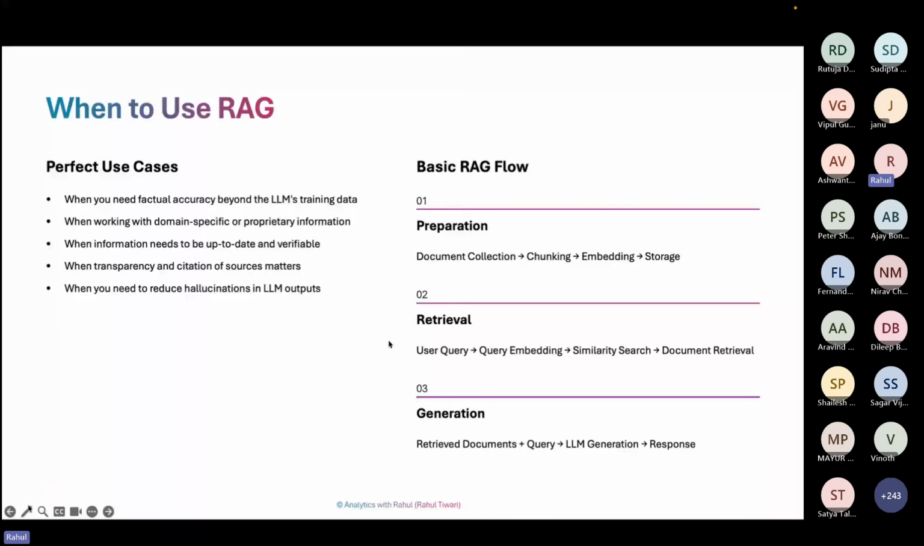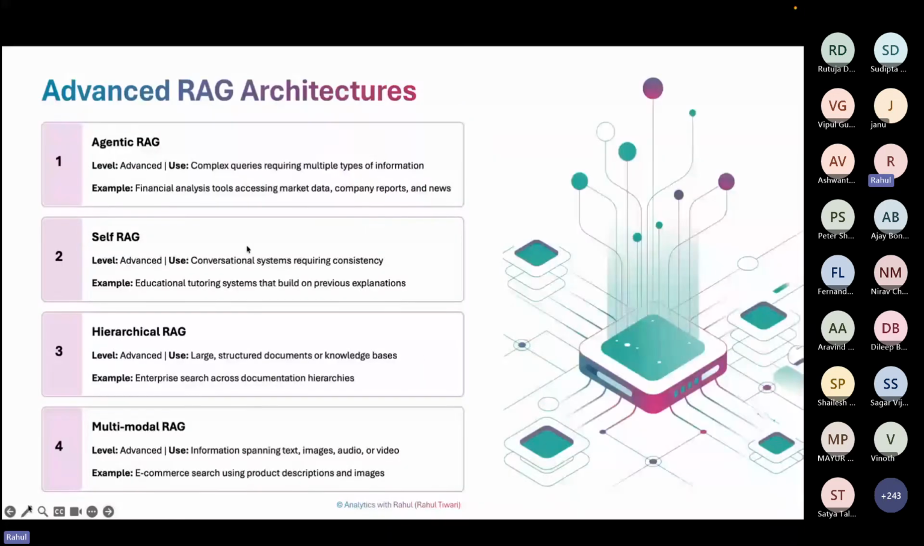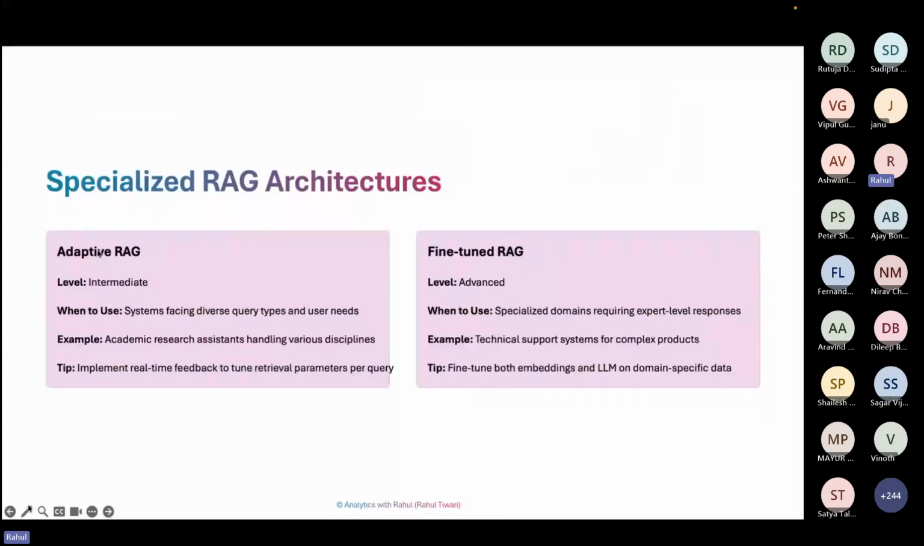There are different types of RAGs. Standard RAG is there, corrective RAG, speculative RAG, fusion RAG, agentic RAG, self RAG, hierarchical RAG, multimodal RAG, adaptive RAG, and fine-tuned RAG. So different variants of RAG are available. Although in this particular discussion we are focusing only on the basic RAG system, I will share this presentation. You can go through that and explore from your side. We are also planning to have more sessions on these topics, so you can join those later on.